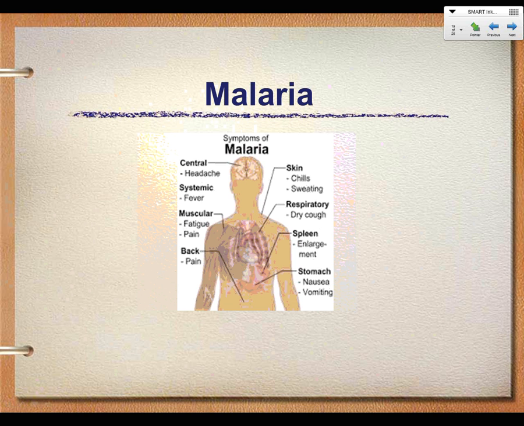The symptoms of malaria would be headaches, fevers, muscle fatigue and pain, back pain, sweating and chills, dry coughing, your spleen could become enlarged, and you could have nausea and vomiting.